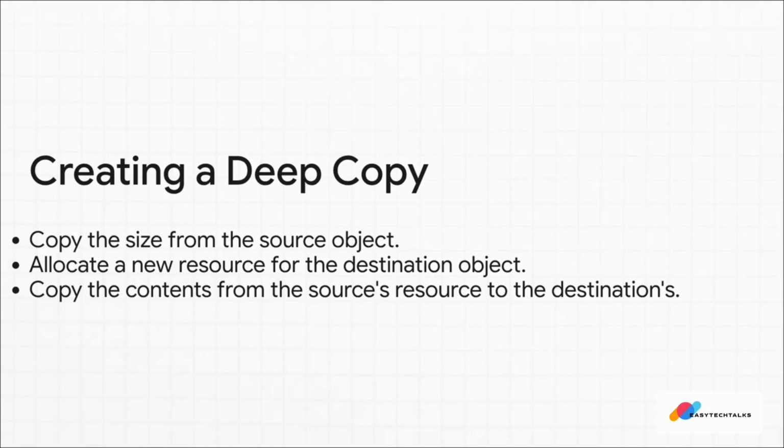So how do we actually do this? It's a pretty clear 3-step recipe. And you usually write this logic inside a special function called a copy constructor. Step 1, copy any size info. Step 2, allocate brand new memory for the object you're copying to. And step 3, copy the data from the source over to that new memory. That's it. You've got a true, independent duplicate.